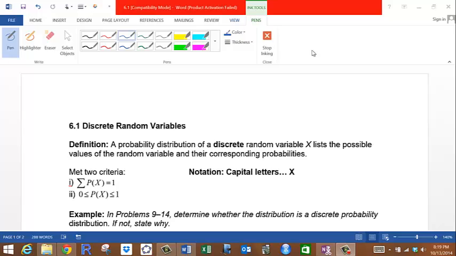Okay, let's take a look at chapter 6.1. We're going to talk about discrete random variables. And we know what discrete means at this point. It just means that the variables will take on a countable number of values, such as 0, 1, 2, 3, and 4, and so on and so forth.